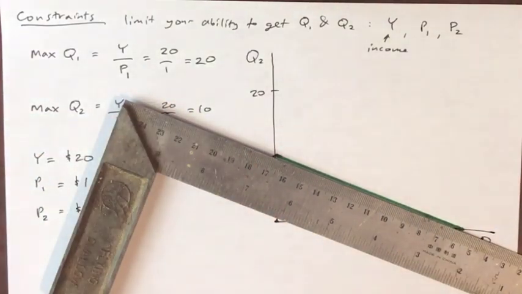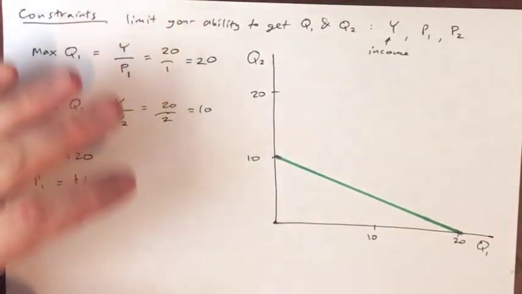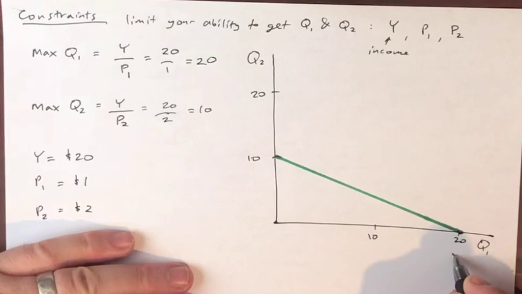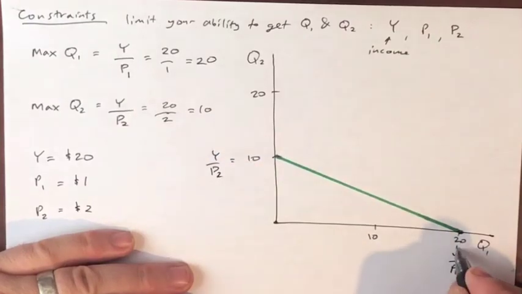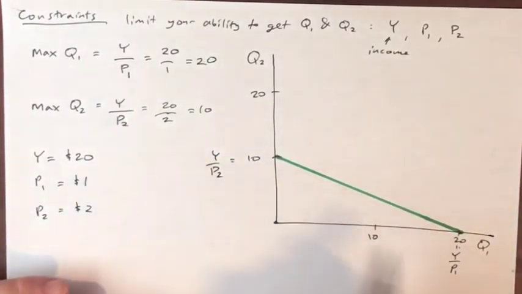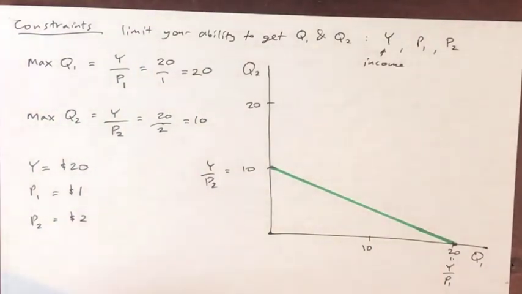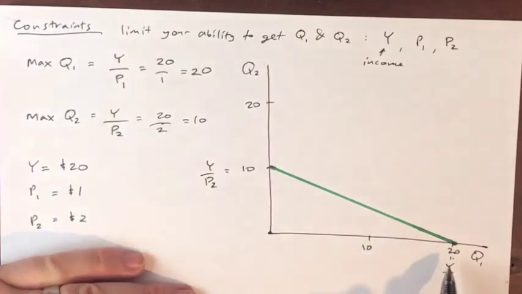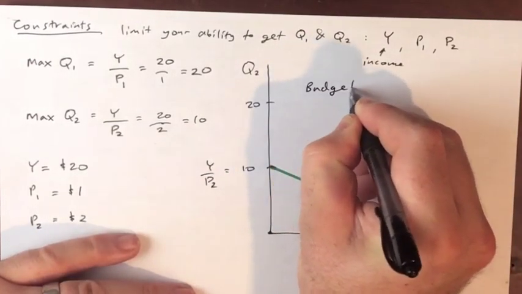Well, all right. Anyway, so we go from our two maximum points, okay? So Y over P1 and Y over P2, right? We connect in between because there's all these in-between points that are also possible, right? And this is a representation of our constraints, okay? It is called the budget line.